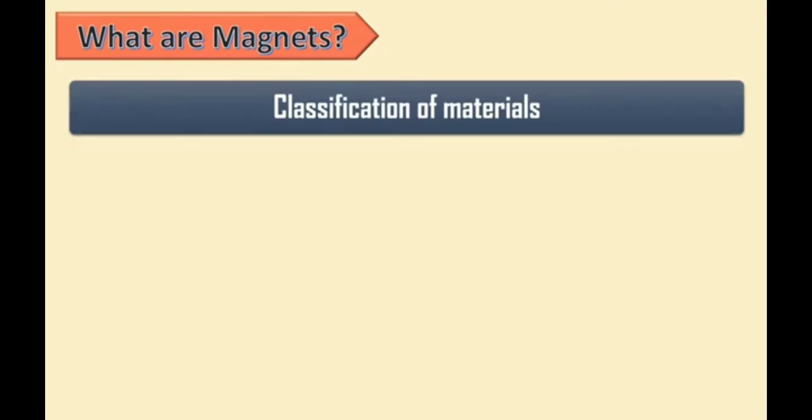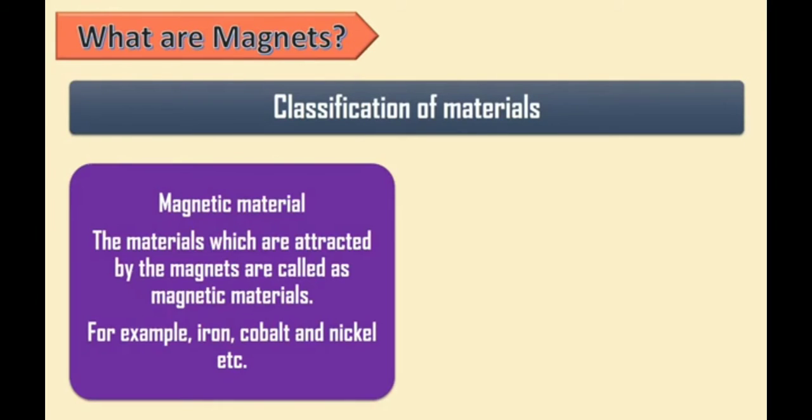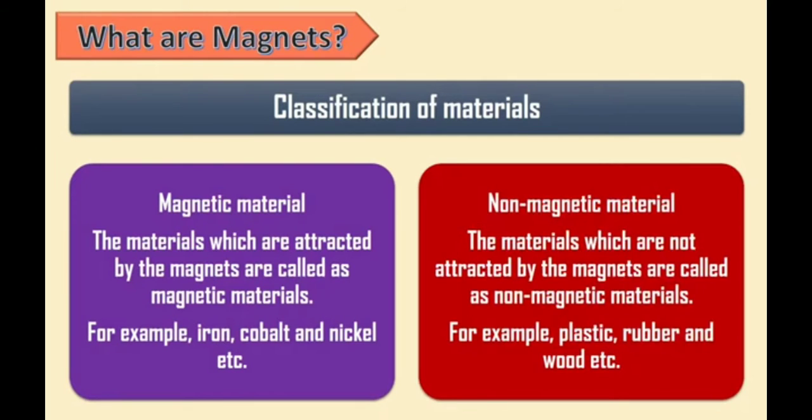Now, classification of materials. Let's see what are classification of material. Magnetic material. The materials which are attracted by the magnets are called magnetic materials. For example, iron, cobalt, and nickel are examples of magnetic materials. The materials which are not attracted by the magnets are called non-magnetic materials. For example, plastic, rubber, and wood.